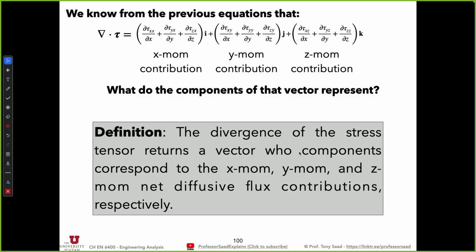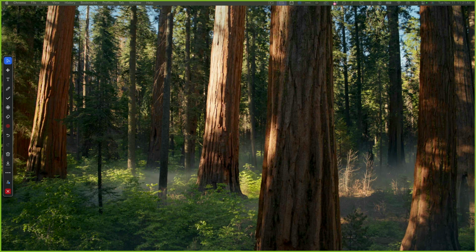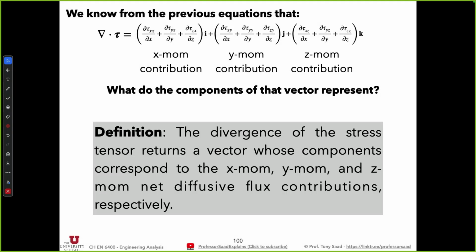So here's the formal definition. The divergence of the stress tensor returns a vector whose components correspond to the x, y, z momentum net diffusive flux contributions respectively. So the divergence of tau returns a vector. The first entry of that vector is the net diffusive flux in x momentum. The second entry is the net diffusive flux in y momentum. And the third entry is the net diffusive flux for z momentum.